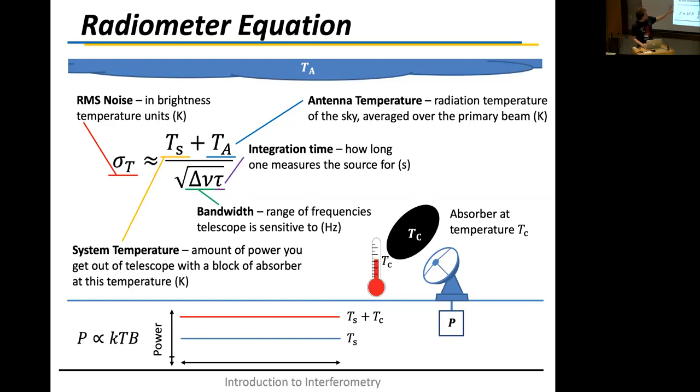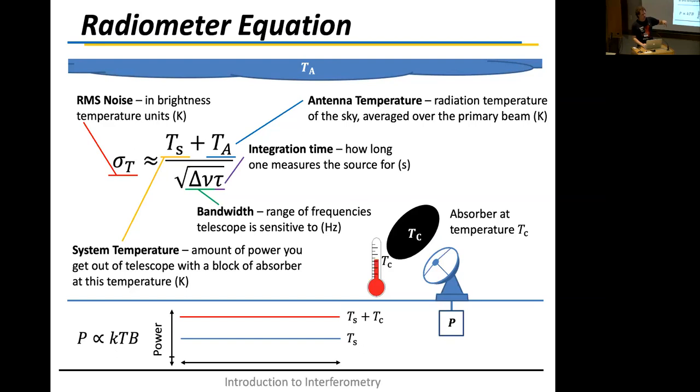And so the easiest way that I have to describe it is the system temperature is basically defined as if you had a piece of absorber that was at the temperature of the system temperature, and you placed it in front of the telescope. A perfect absorber is also a perfect emitter, a perfect black body. It's one of Kirchhoff's laws, right? And so if you put that black body emitter right in front of the telescope, the telescope would see double the amount of power that it had with just the system temperature alone.